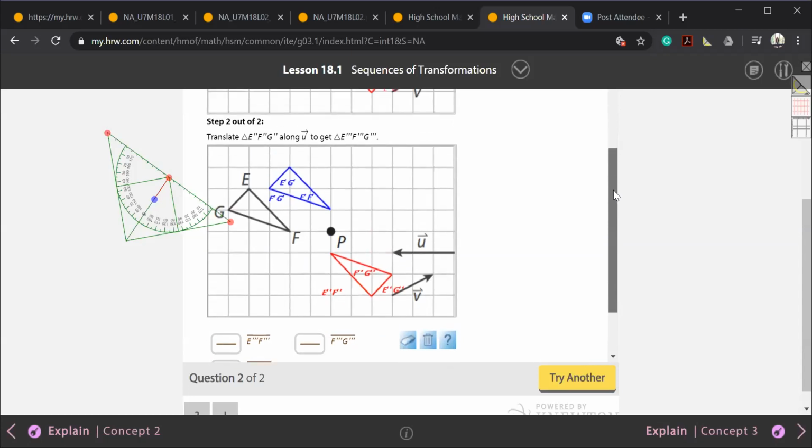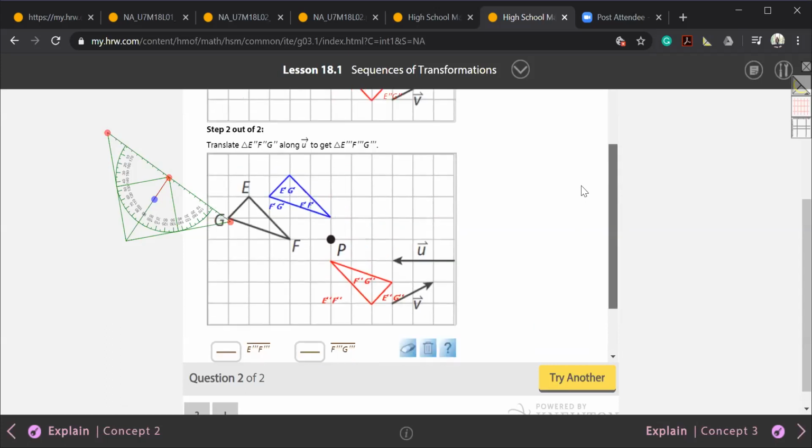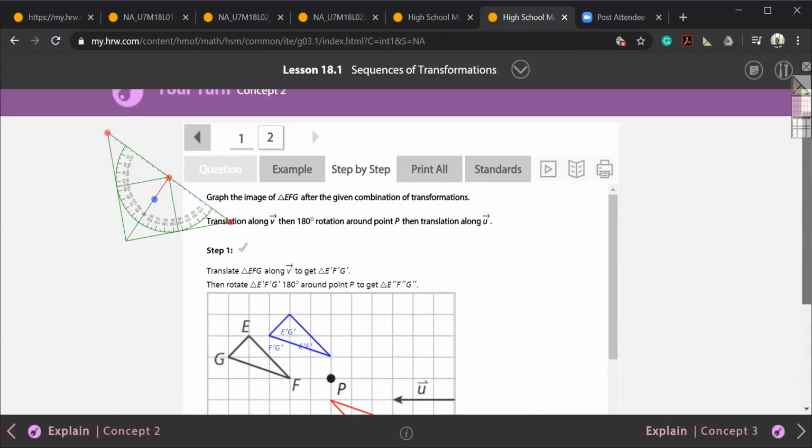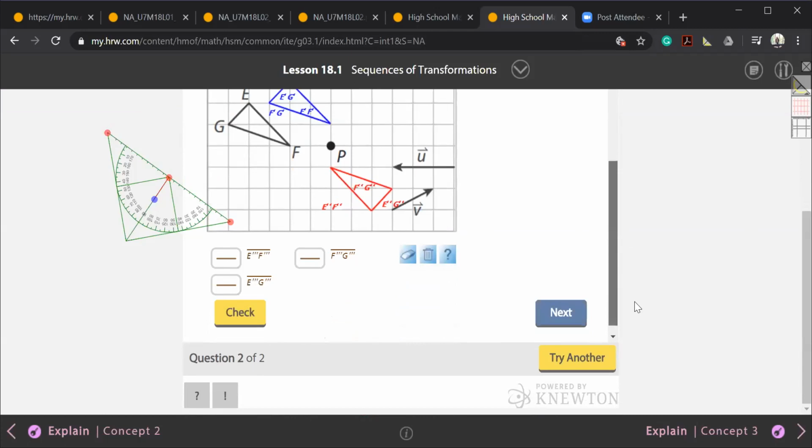And then I have to do the third step. What was the third thing we should do? Where is the question? Yes, we have to translate it along vector U. Yeah, let's do it. Vector U is just going to the left. Very easy. Just 3 points to the left. So let's move. 1, 2, 3. So F triple prime will be there. Let's move. 1, 2, 3. So E triple prime will be there. So E triple prime, F triple prime will be from there to there.